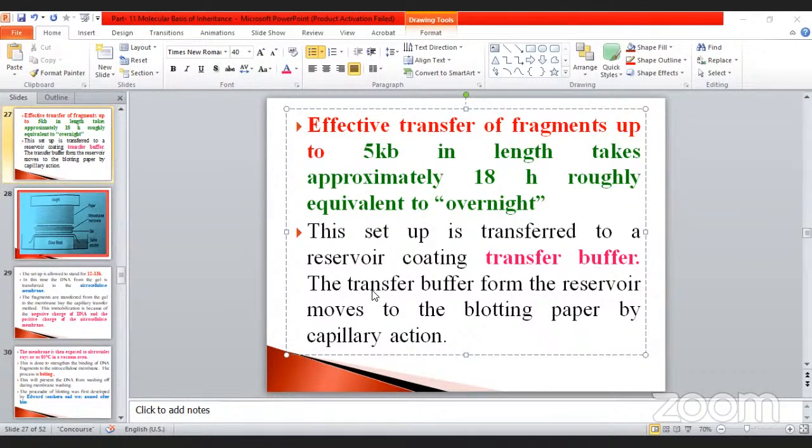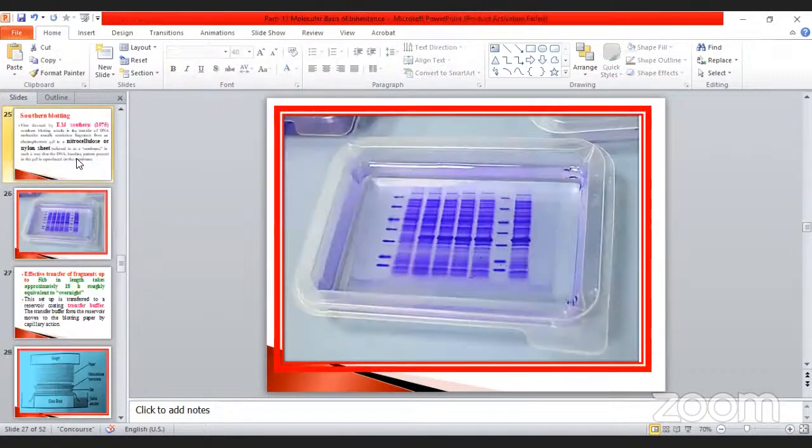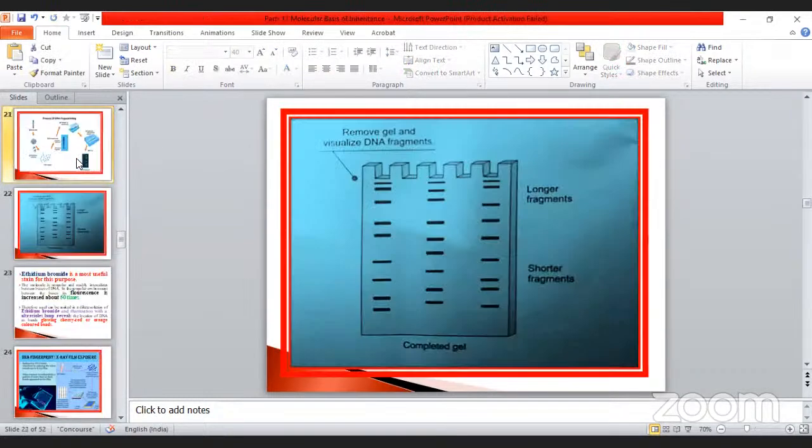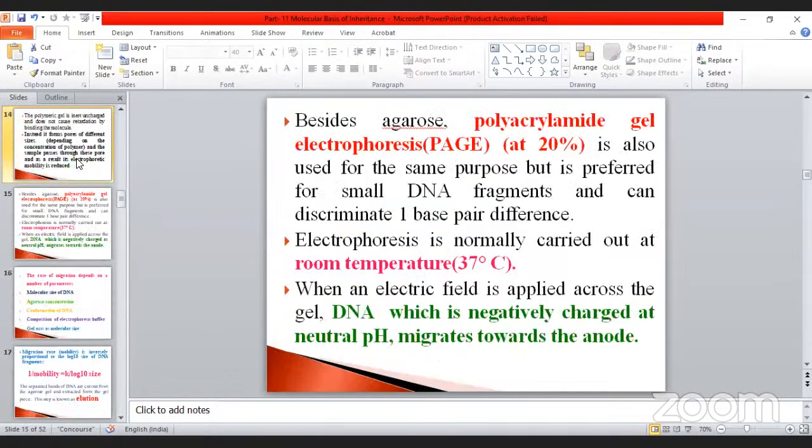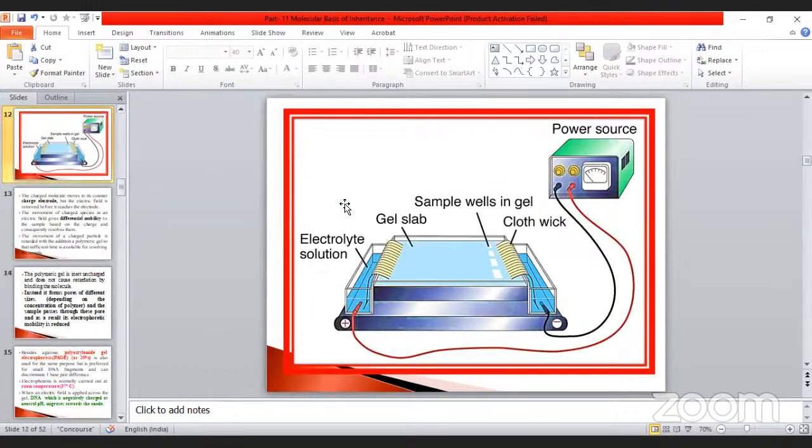The buffer solution also migrates from where to where? It moves to the blotting paper by capillary action. Just here, one thing I will tell you, so then only you can easily understand this part. This one we will finish. So in this, on both sides there is a light blue color. This blue color is called as buffer solution.